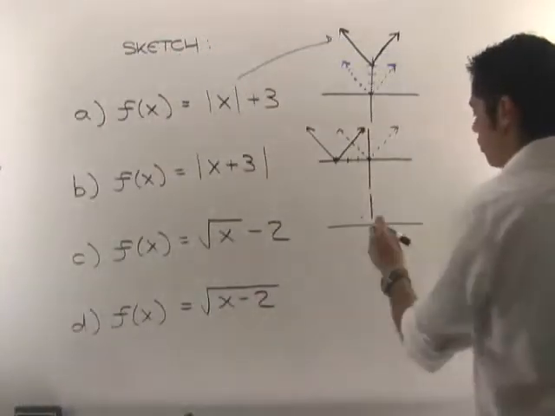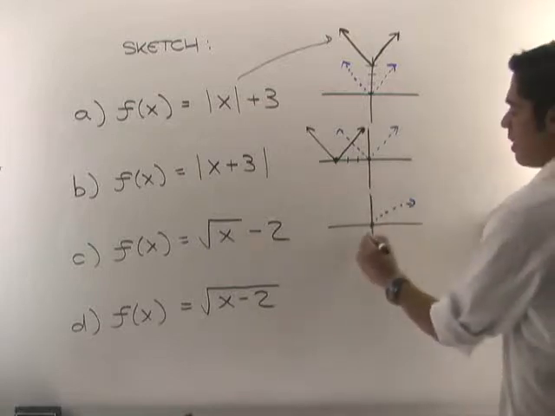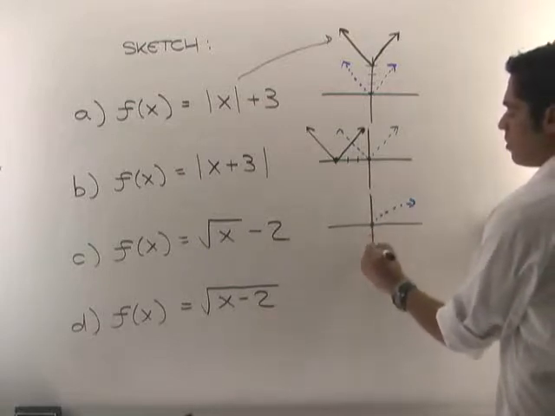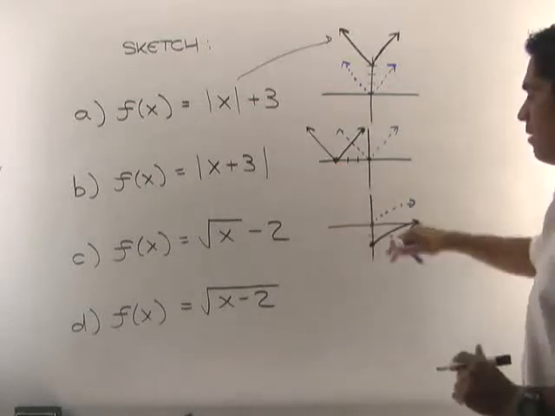So here's our basic function. Starts here. Okay, it goes like that. But we're going to take it and we're going to move that central point there down 2. And then we just kind of sketch it like that. So that's the translation by down 2.